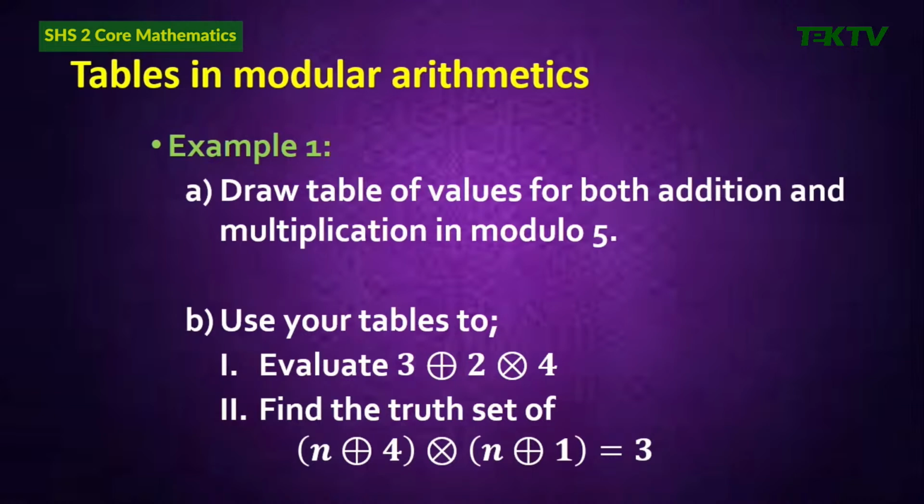Draw a table of values for both addition and multiplication in modulo 5. And then the B part, when you are done with the table, you are to use your table to evaluate 3 plus 2 all times 4. And then find the truth set of a certain number plus 4 all times that same number plus 1 equals 3. So let's look at how to go through this. I want you to write the questions down as I move to the next screen.